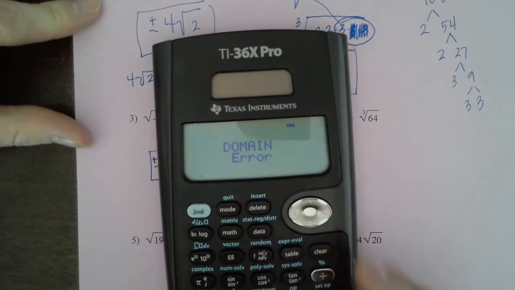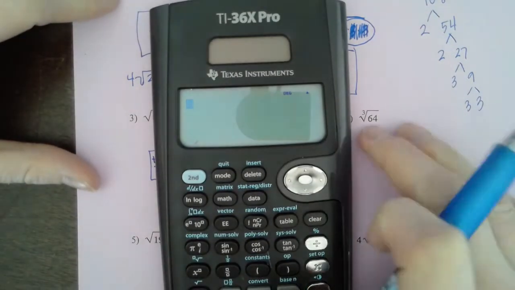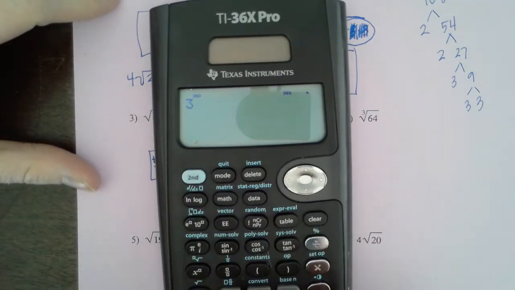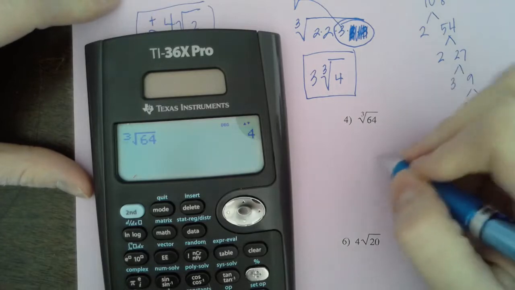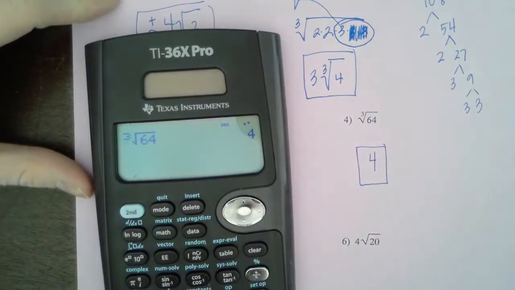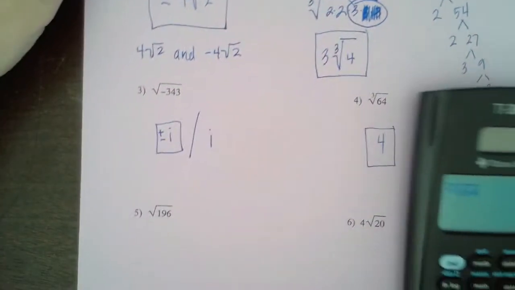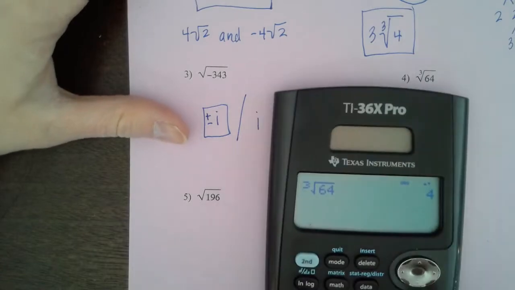It's all fine. Okay, now we have the cube root, second, x with the box of 64, and we get 4. So we're all done with that one. And remember, no plus minus on those cube roots. Number 5, 196.